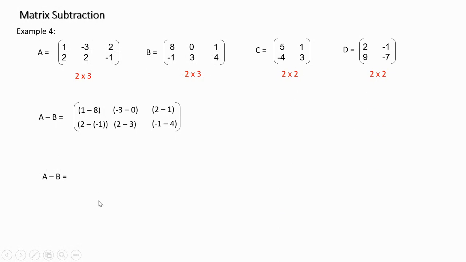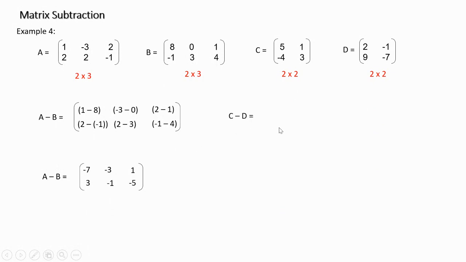1 minus 8 is negative 7. Negative 3 minus 0 is negative 3. 2 minus 1 is 1. 2 minus negative 1, remember, when you have two negatives back to back, this becomes addition, so it'll be 3. 2 minus 3 is negative 1. And negative 1 minus 4 is negative 5.